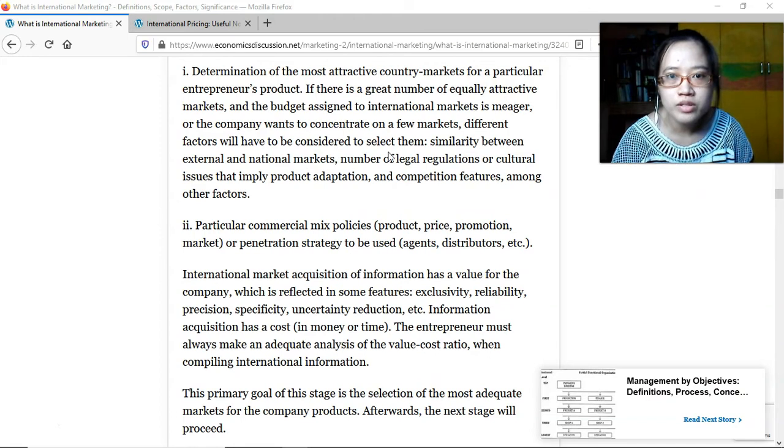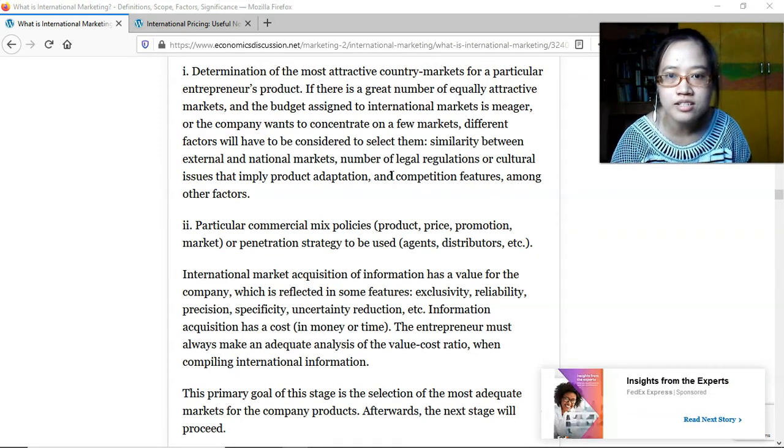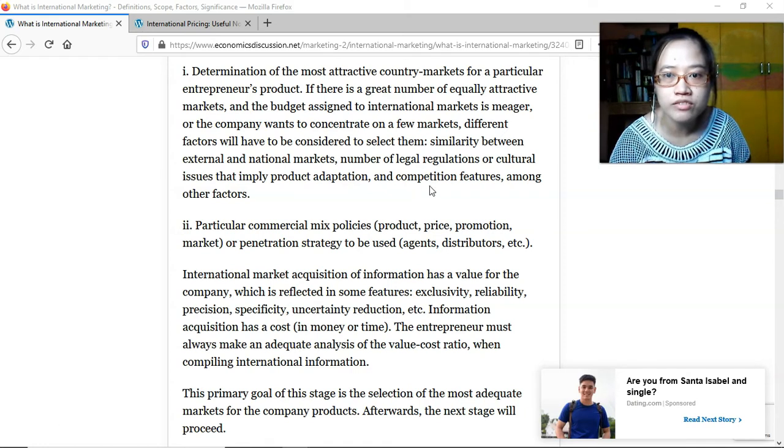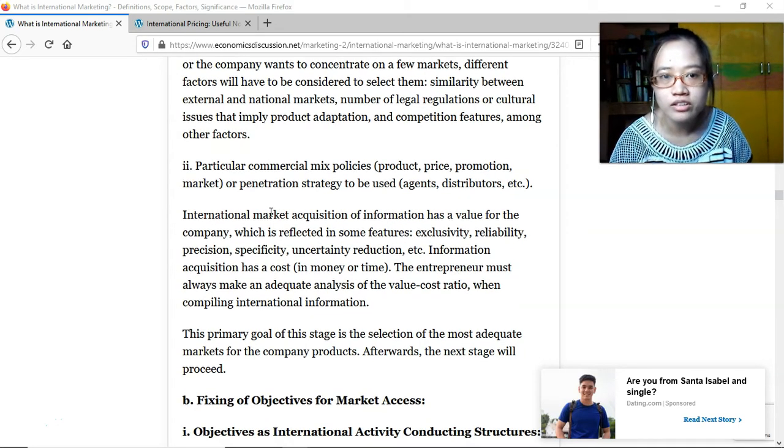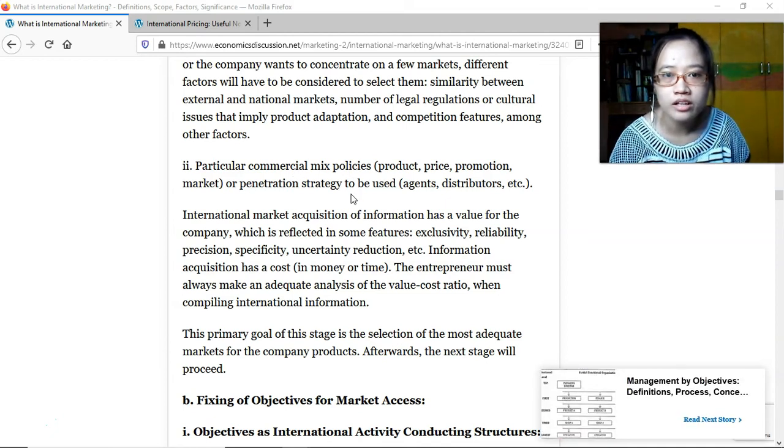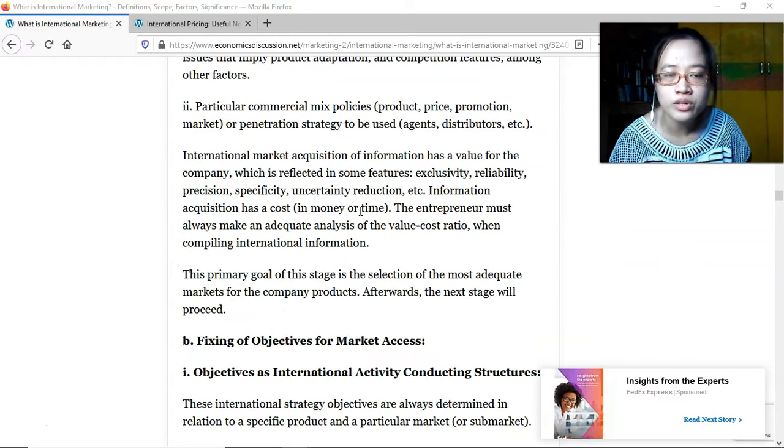Different factors will have to be considered to select them: similarity between external and national markets, number of legal regulations, or cultural issues that imply product adaptation, and competitive features, among other factors. Okay. Then you have your particular commercial mix policies: product, price, promotion, and market penetration strategy, agents, distributors, okay, which is applicable for your product depending on the information that you've gathered.